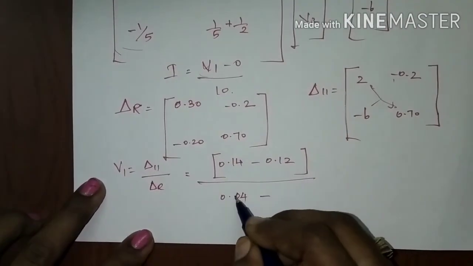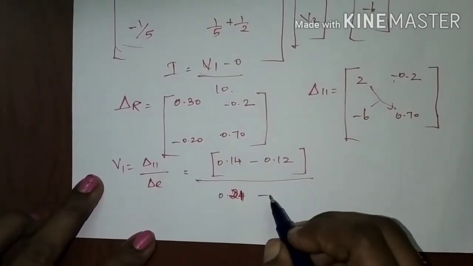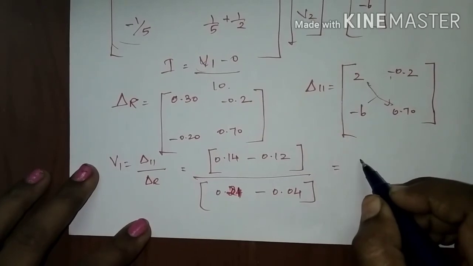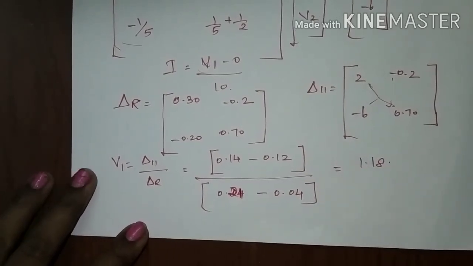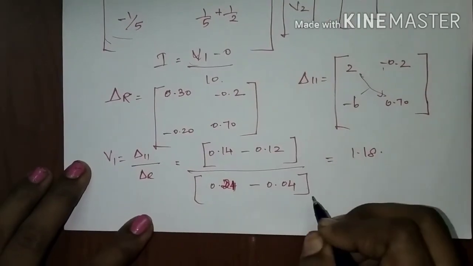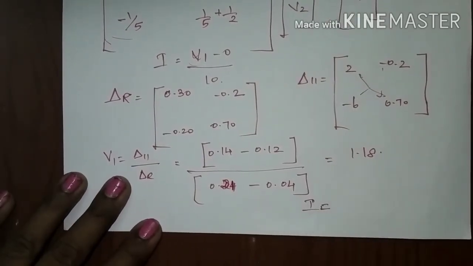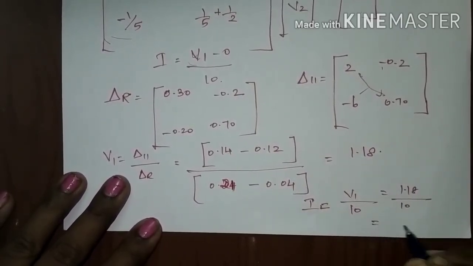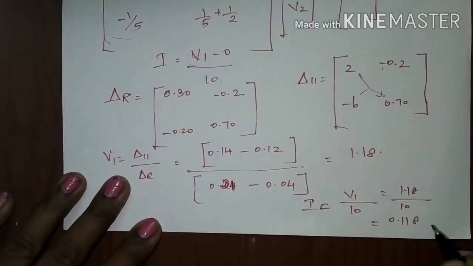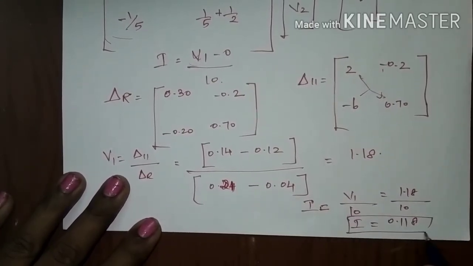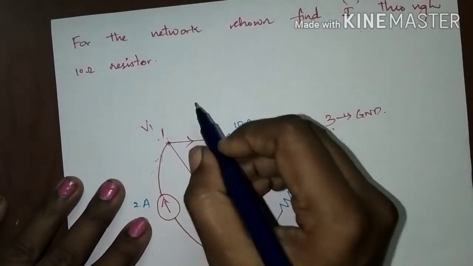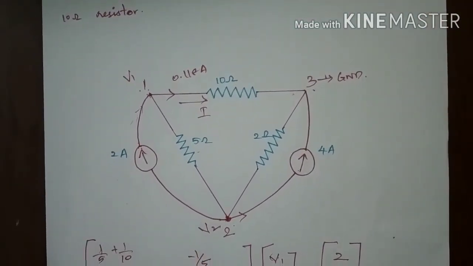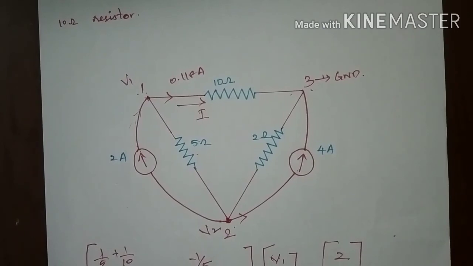So 0.14 minus of minus, so 0.12, right? You will get 0.21 minus of minus, so 0.04. After doing this, we will get the value of V1 as 1.18. Your I value across the 10 ohms resistor is V1 divided by 10. Your V1 value is 1.18 divided by 10, so you will get 0.118 ampere. The current flowing through the 10 ohms resistor is 0.118 ampere. Simple.